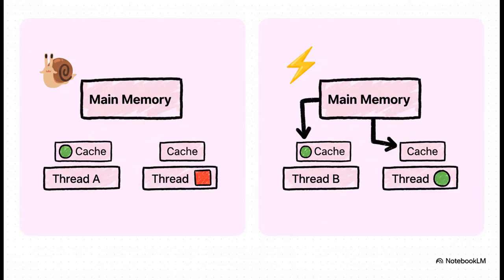Okay, this slide really hits the point home. On the left, without volatile, you've got chaos waiting to happen. Thread A makes a change, but thread B is just looking at its old cached copy and has no idea. This is how you get those bugs that are impossible to reproduce. But on the right, with volatile, that update is forced into main memory. Thread B is guaranteed to see it. It creates order and predictability.